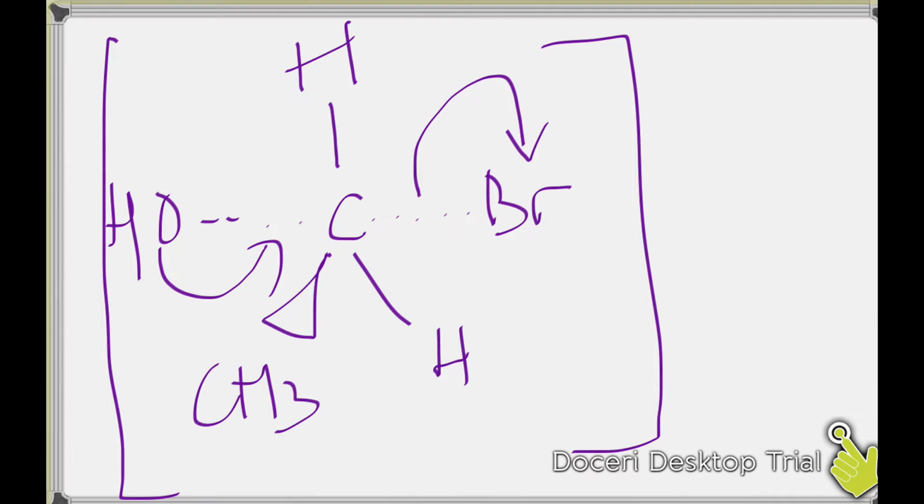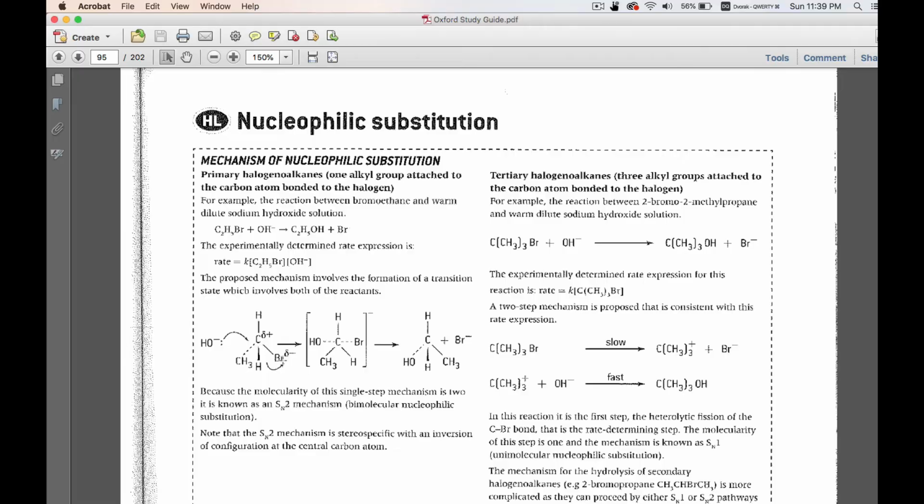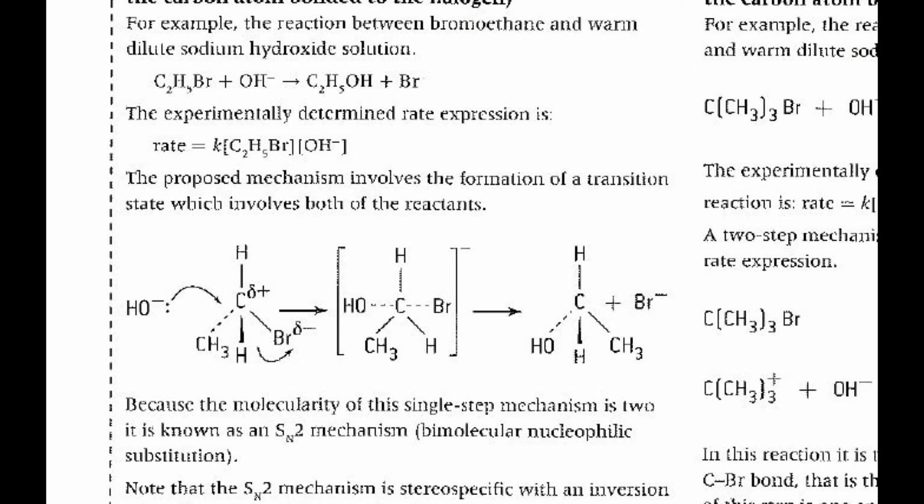And so what you have as a result is that the bromine will come off, and you will see the OH attached to it. And notice that there's also an inversion of the stereochemistry, meaning where the Br was on this side, the OH is on the opposite side. And so this happens with a primary halogen alkane, and this is a one-step mechanism.